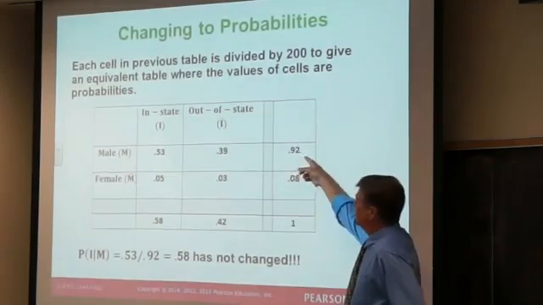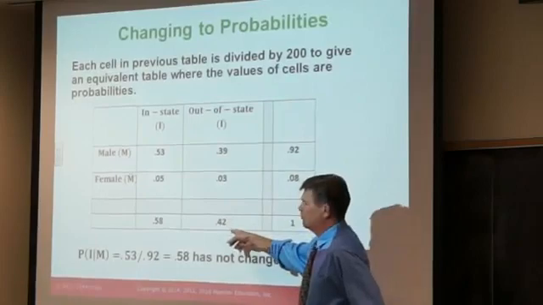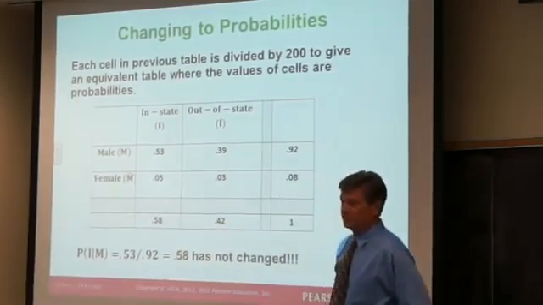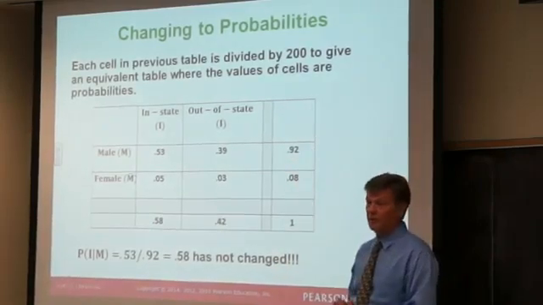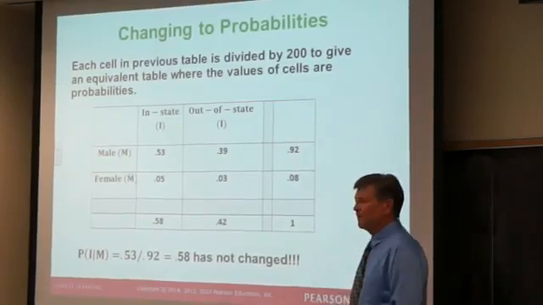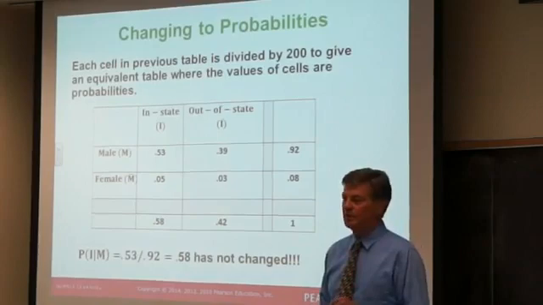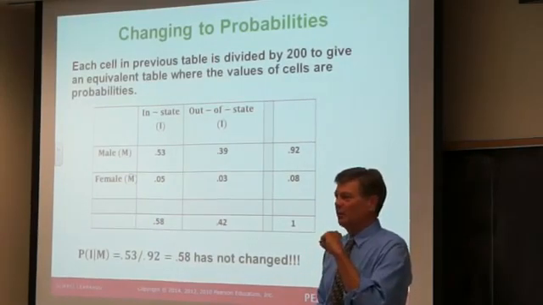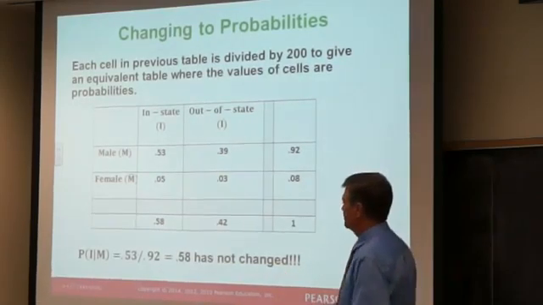So there's the 92% that are males, the 8% that are females, the 42% that are out of state, and 58% that are in state. Trust me, I just took all the numbers in the previous table, divided each by 200. And obviously I get a 1 there. And I'll just have you note that you can still calculate conditional probabilities here. You're just working with a ratio of probabilities and a ratio of, usually, integers.